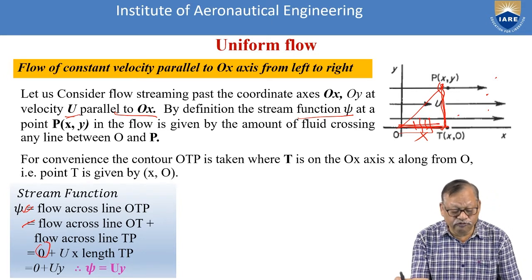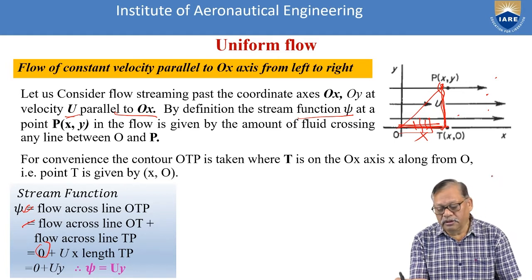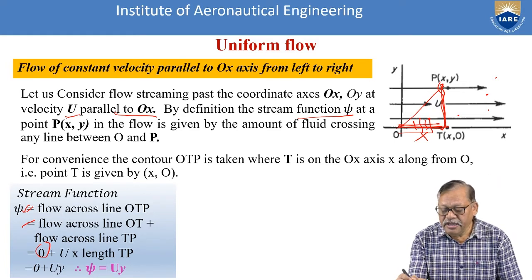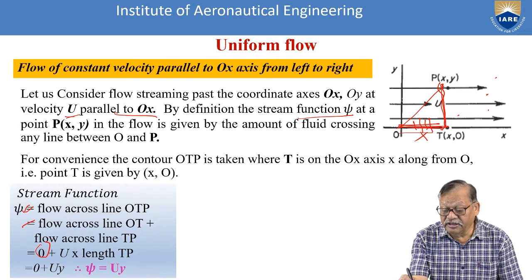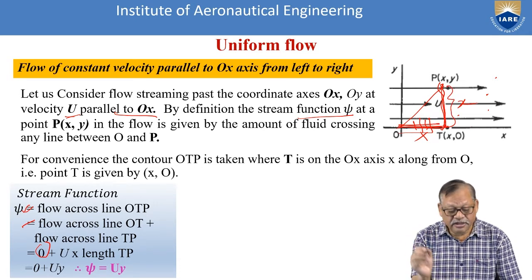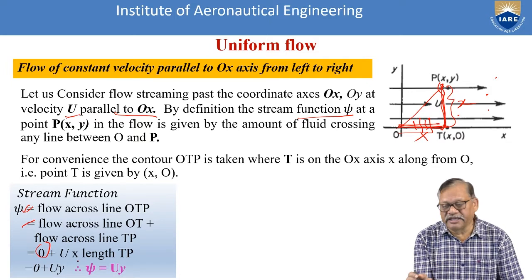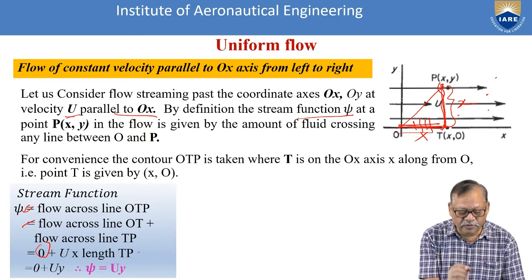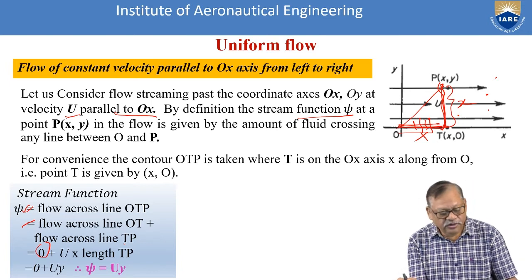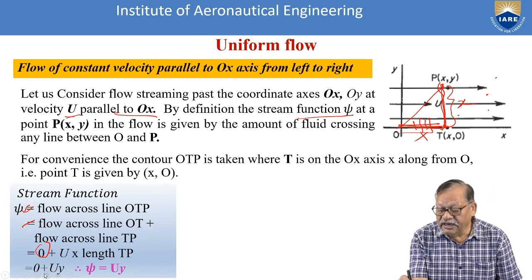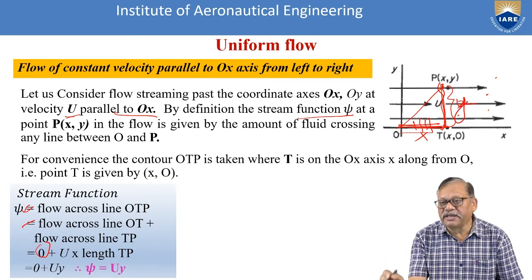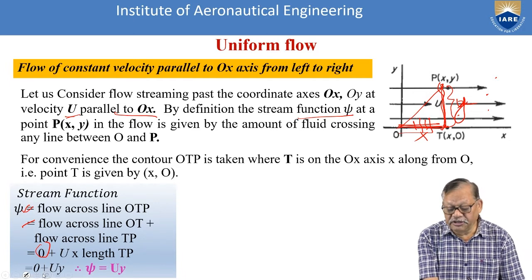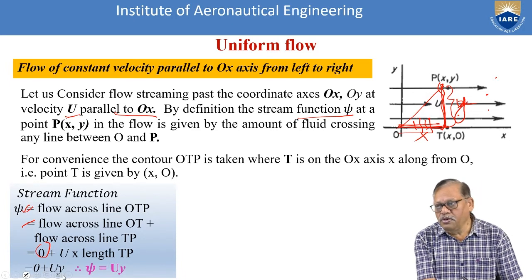And how much fluid or flow is crossing across TP? That depends on where P is, that is, the length of TP. Assume this length of TP is equal to X. So it will be U into X, the length of TP. This is not the X, this is our Y axis. So let us consider this is Y. So that means 0 plus U into Y.